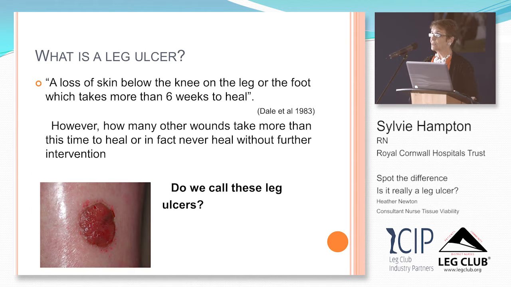So what is a leg ulcer? Well, we all know, we're all from the Leg Club, and we know what a leg ulcer actually is. A loss of skin below the knee, on the leg or the foot, which is longer than 6 weeks in healing. That's the definition of an ulcer rather than a wound. However, how many other wounds take more than this time to heal, or in fact never heal without further intervention?